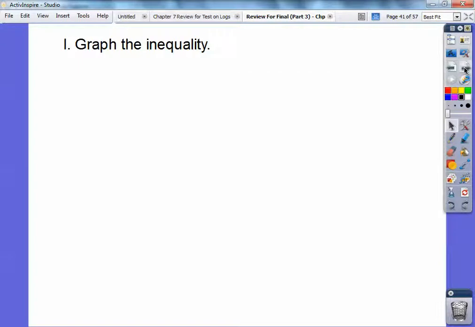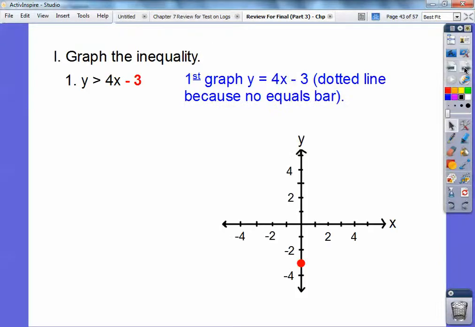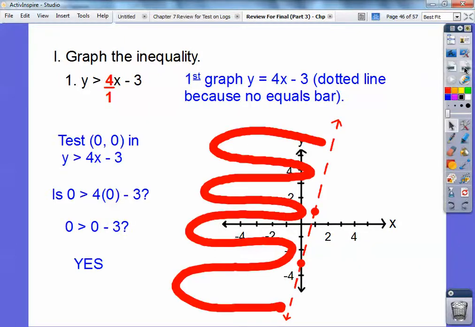Okay, graph the inequality. y is greater than 4x minus 3. I'm going to go ahead and graph the negative 3 first. Notice this is a dotted line because there's no equals bar. So I'm going to go up 4, to the right 1, and there it is. Now I've got to test a point to see which side I'm going to shade. So I'll test (0, 0). Is 0 greater than 4 times 0 minus 3? Yes, 0 is greater than negative 3. So (0, 0) made it true.